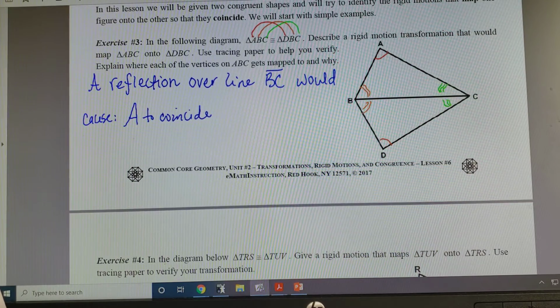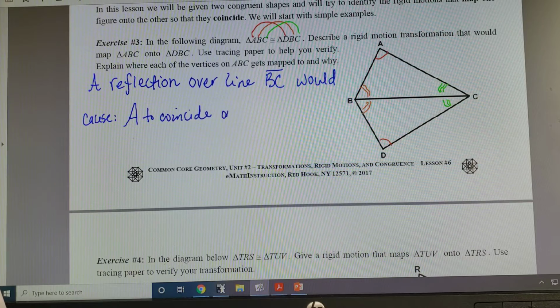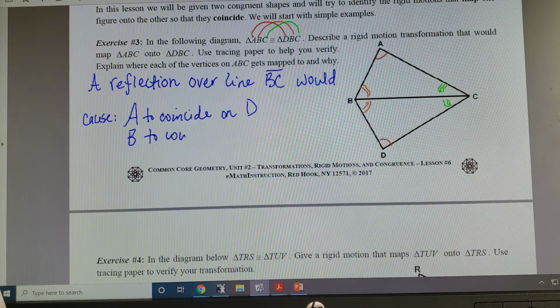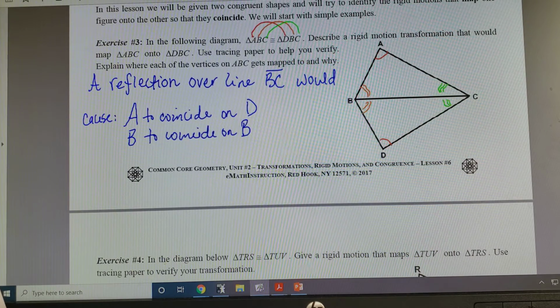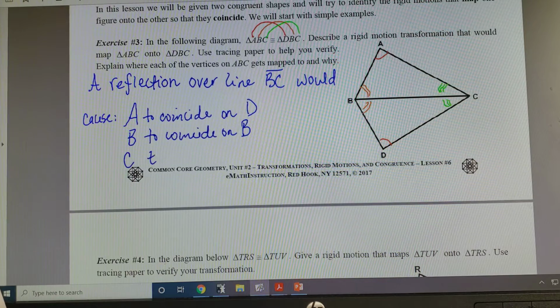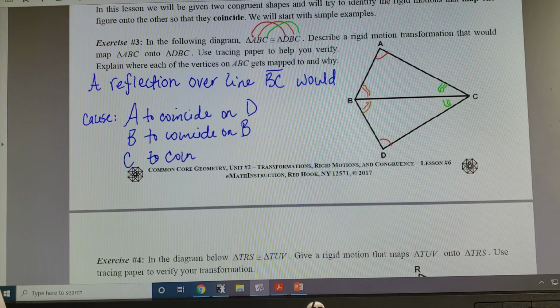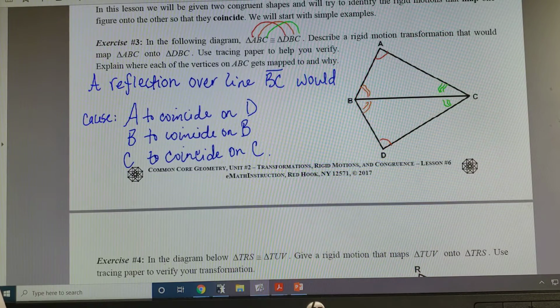So A is going to coincide on D. Let's see here, B to coincide on B, and C to coincide on C. Great job, good job.